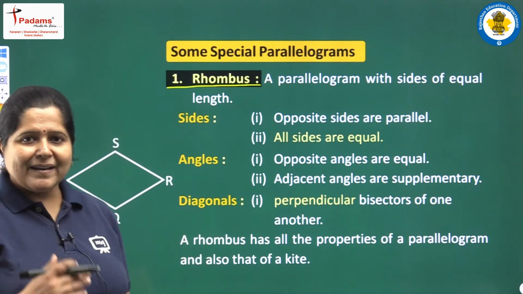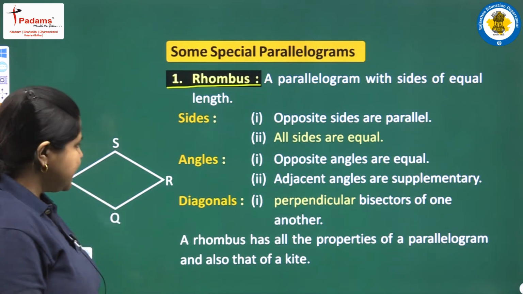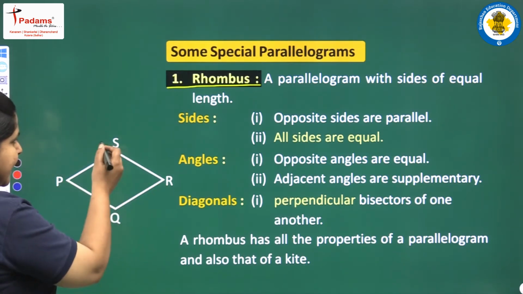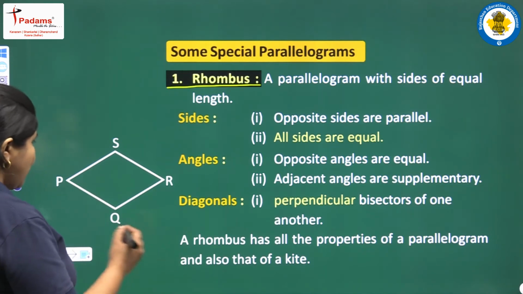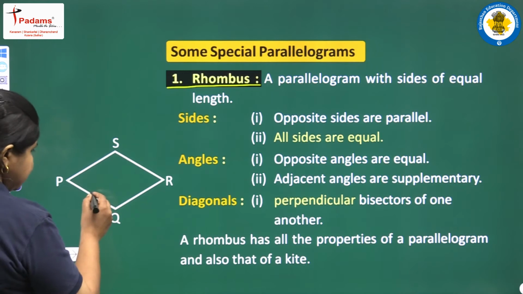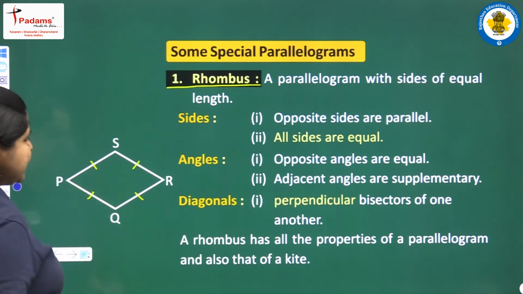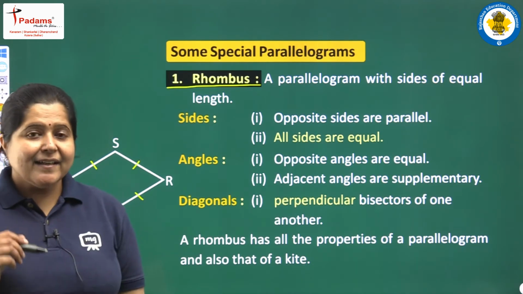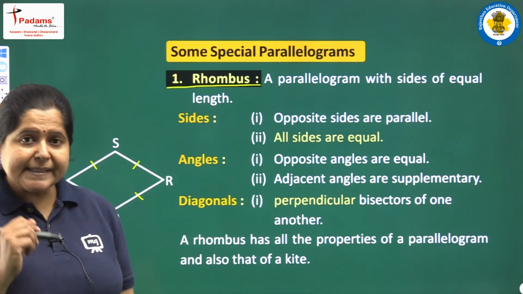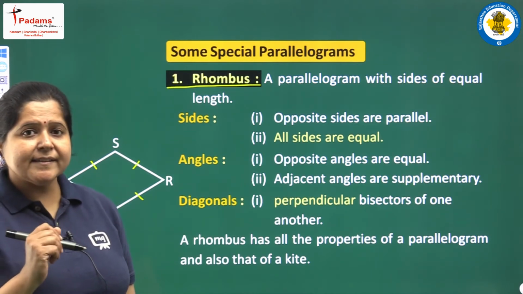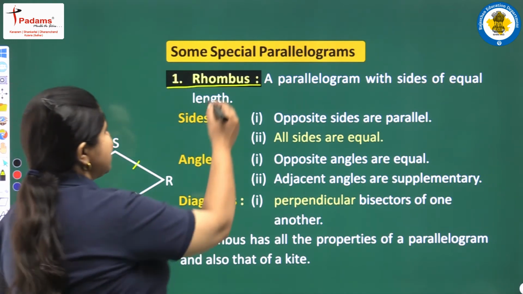A rhombus is a parallelogram in which all the four sides are equal. We have this figure with us, PQRS. It is a parallelogram and also a rhombus. In it all the four sides are equal. PQ is equal to QR, equal to SR and equal to PS. In a general parallelogram, the opposite sides are equal. But here this special feature that all the four sides are equal makes a rhombus a special parallelogram.